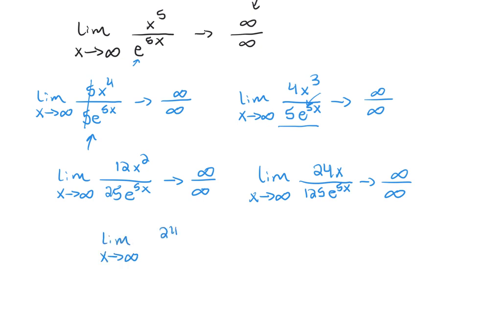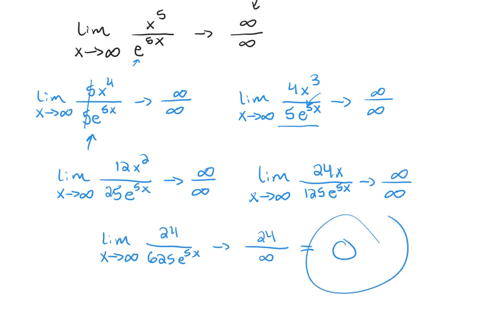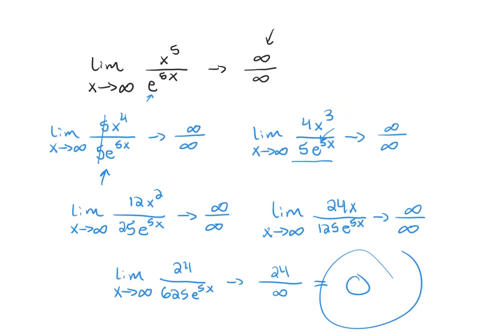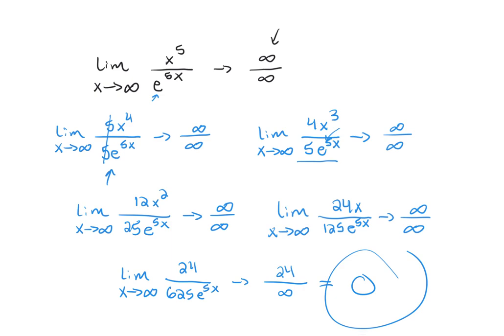Okay, so 24 over, this will now turn into 625e to the 5x. So now when we evaluate this, we will have 24 over infinity, which equals 0. So you might have been able to figure that out at the beginning by just realizing that the denominator is going to grow quicker than the numerator, but L'Hopital's rule can also help prove your answer.